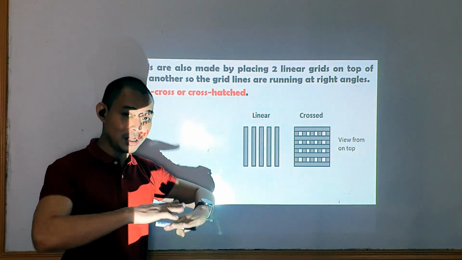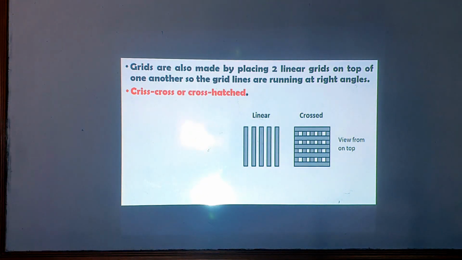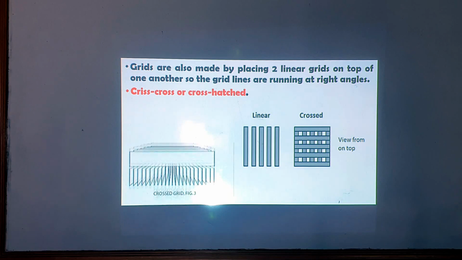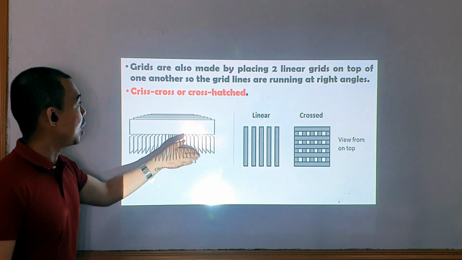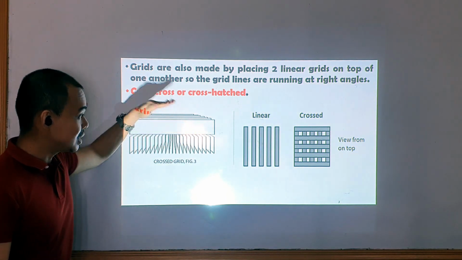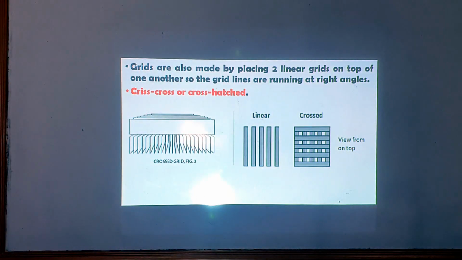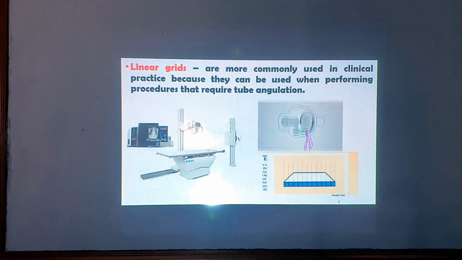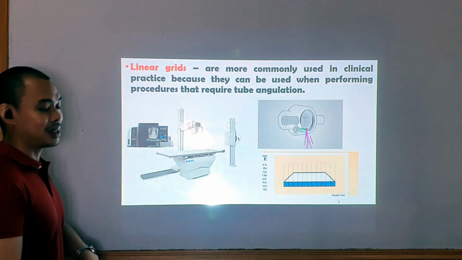So if you have your grid, it's like this. Let's try to look at the crisscross or crosshatched grid from the side. It would look like this. Parallel, one direction, linear grid, one direction. Place another linear grid on top of it, but in a different direction. Now you have your crisscross or crosshatch. Linear grids, guys, are commonly used in clinical practice because they can be used when performing procedures that require angulation. What is angulation, guys?